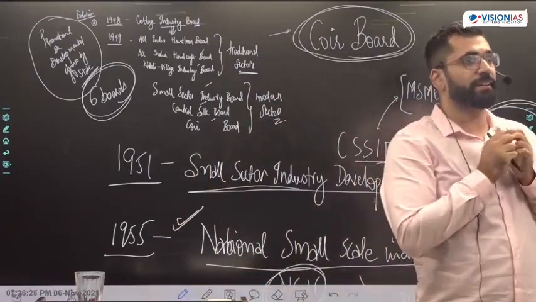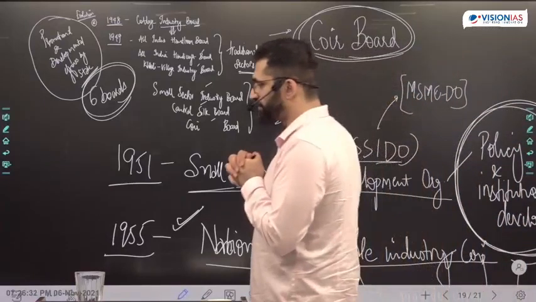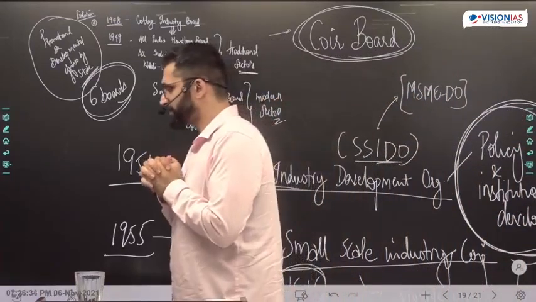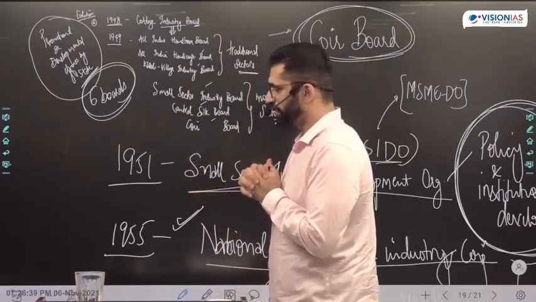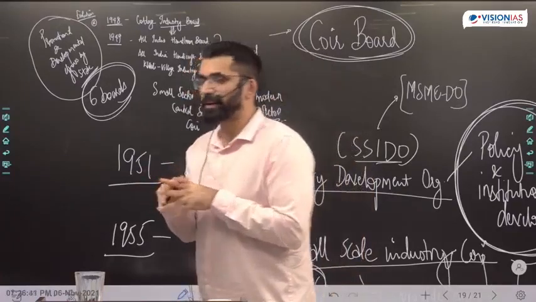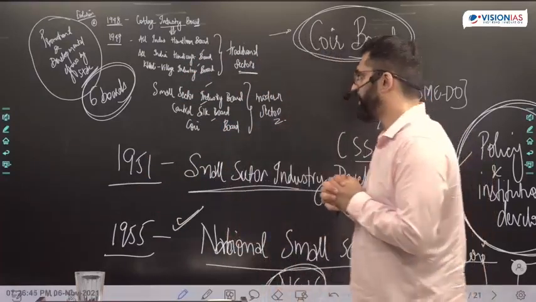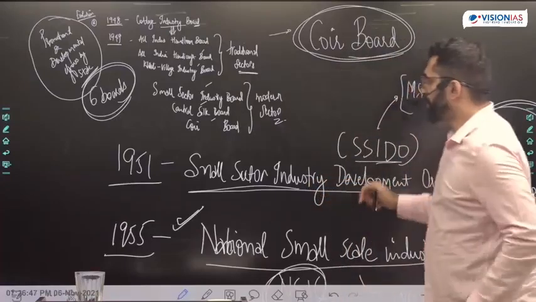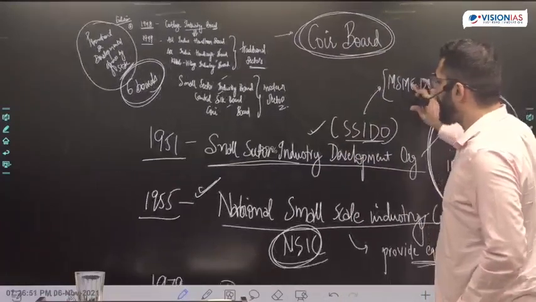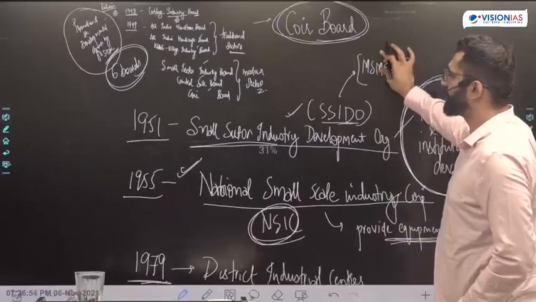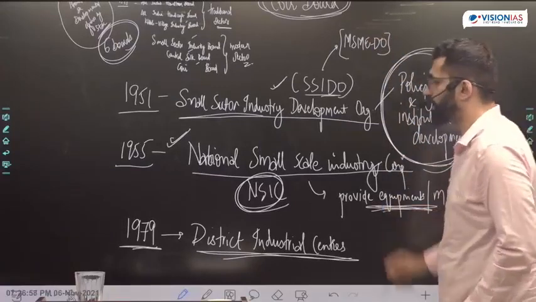Promotional and developmental efforts of the state in the small sector. See, Dairy Development Board, these things also came up. This is different. ऐसे तो डेवलपमेंटल बोर्ड्स बहुत हैं, हॉर्टिकल्चर प्रोडक्ट्स के बहुत डेवलपमेंटल बोर्ड्स हैं. 1951, Small Sector Industry Development Organization for all policy and institutional development matters for small sector. 1955, you have the National Small Scale Industry Corporation, provide equipments, machinery to the small sector.